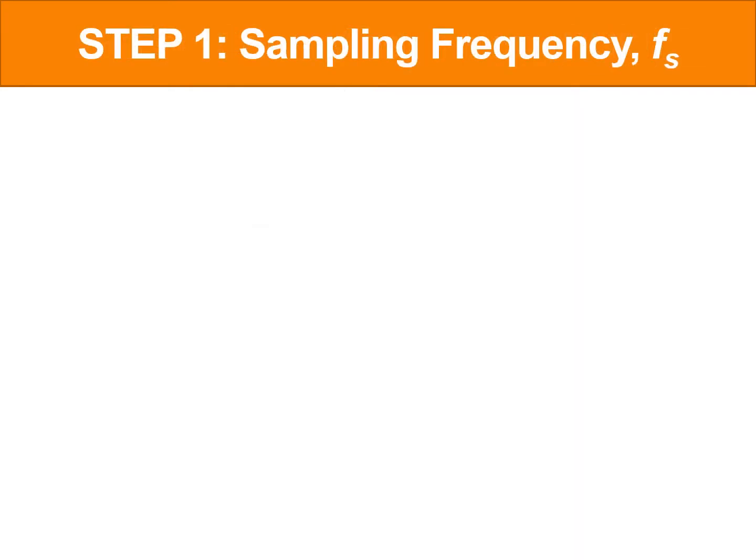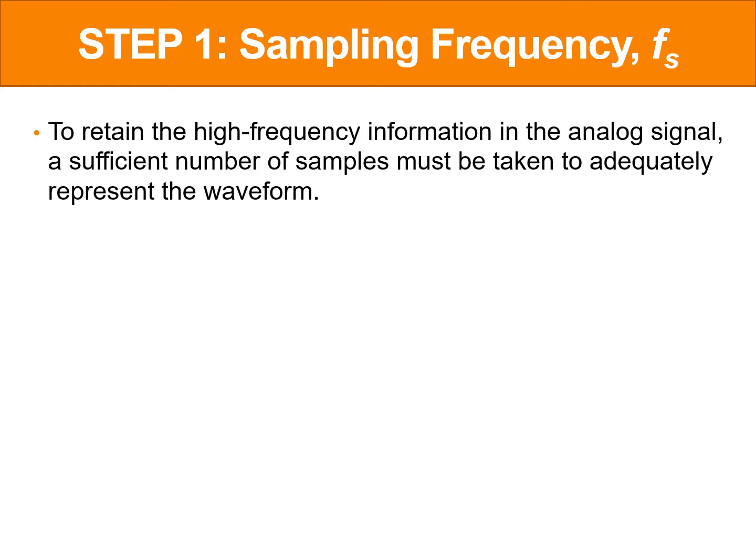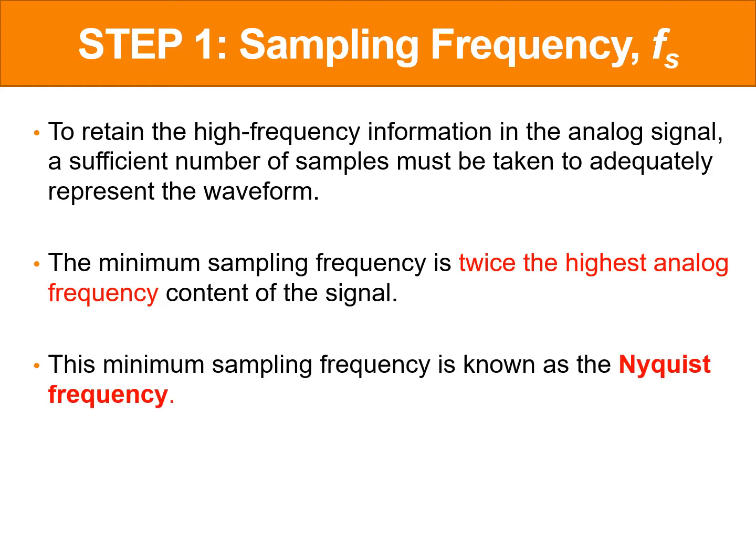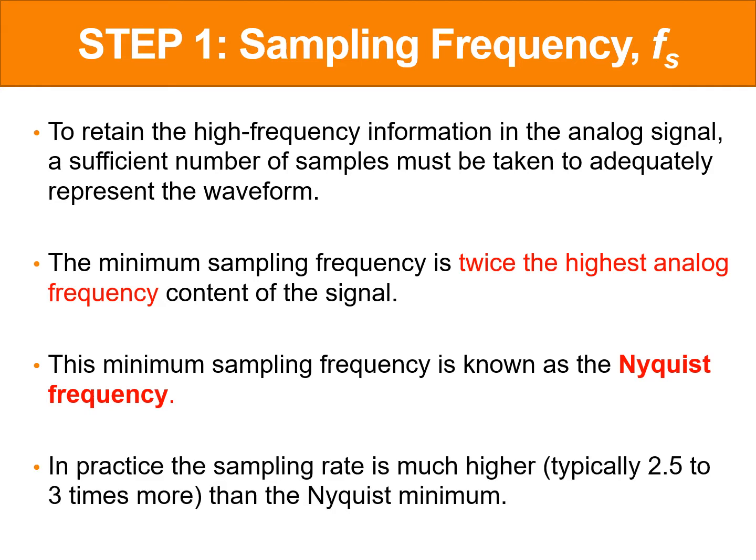So sampling, the notation is Fs. To retain the high frequency information in the analog signal, a sufficient number of samples must be taken to adequately represent the waveform. So the minimum sampling frequency is twice the highest analog frequency content of the signal. And this minimum sampling frequency is known as the Nyquist frequency. In practice, the sampling rate is much higher, typically 2.5 to 3 times more than the Nyquist minimum.